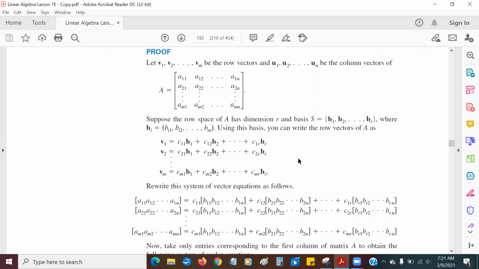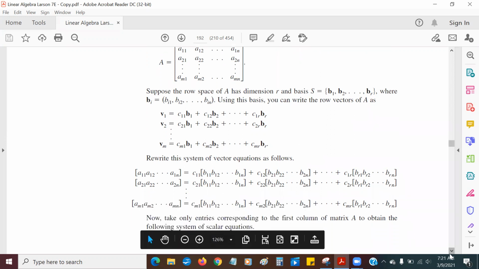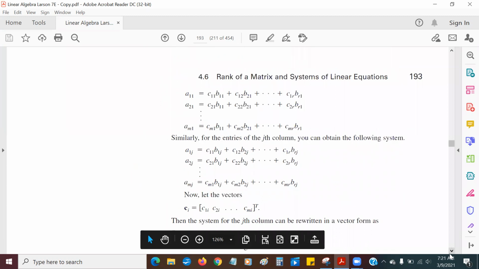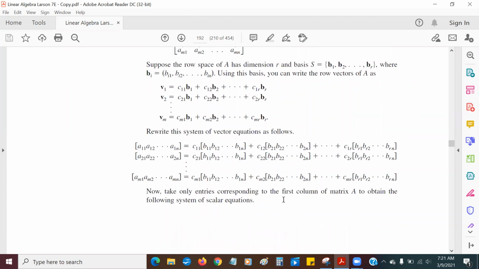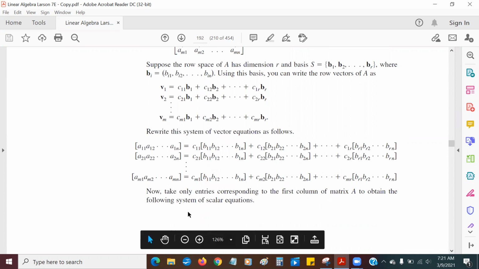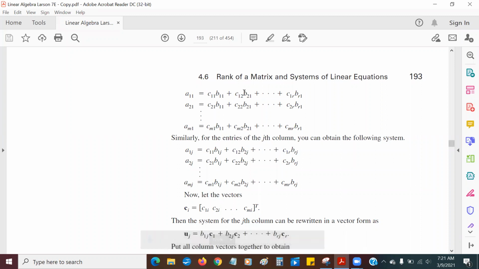And so on and so forth down the line, until you get down to the bottom one. So I'm rewriting it, and now I'm only going to take the entries corresponding to the first column of matrix A, and I'm going to get a system of equations as follows. I'm going to get that A11 is C11 B11 plus C12 B21 plus and so on, plus C1R B1R, all the way down the line.